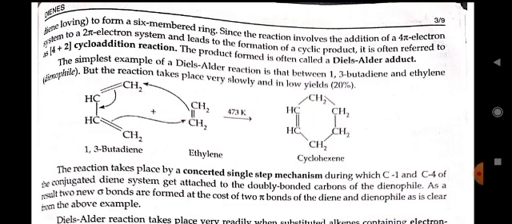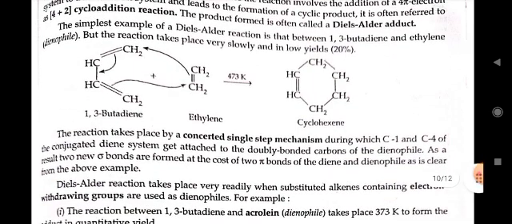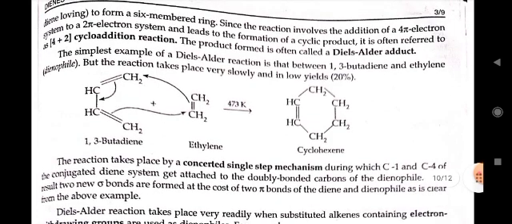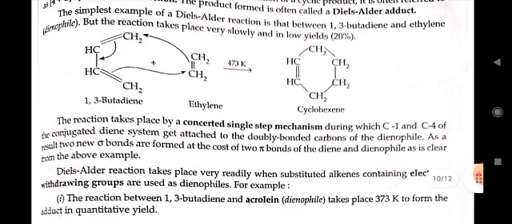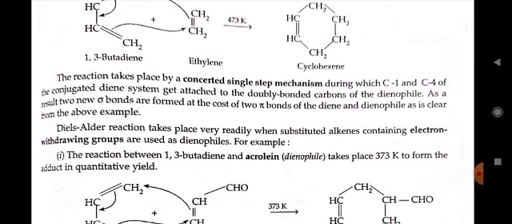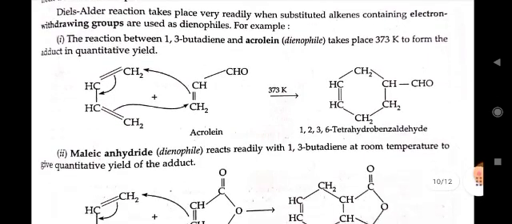Diels-Alder adduct. The simplest example of a Diels-Alder reaction is that between 1,3-butadiene and ethylene dienophile, but the reaction takes place very slowly and in low yields. 1,3-butadiene plus ethylene at 473 Kelvin gives cyclohexane. The reaction takes place by a concerted single-step mechanism, during which carbon 1 and carbon 4 of the conjugated diene system get attached to the doubly bonded carbons of the dienophile. As a result, two new sigma bonds are formed at the cost of two pi bonds of the diene and dienophile, as is clear from the above example.